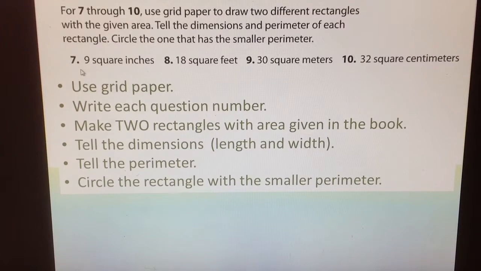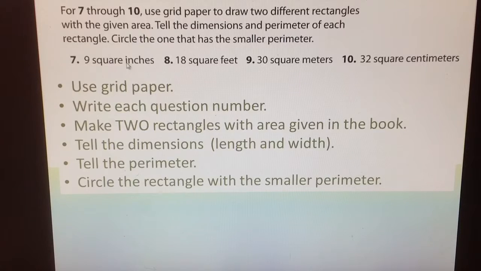We're going to be looking at number 7. We're going to use grid paper, which I gave out. We're going to write the question number, so start by writing 7. We're going to make 2 rectangles with the area given in the book. 2 rectangles, both with an area of 9. We're going to tell the dimensions, in other words, what the length and the width of each rectangle is. We're going to tell the perimeter, and then we're going to circle the rectangle with the smaller perimeter.